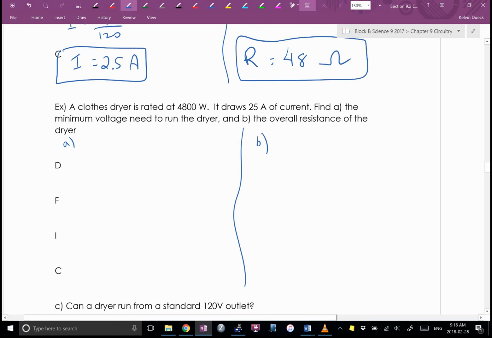A clothes dryer is rated at 4,800 watts. It draws 25 amps of current. Mr. Dueck, I thought you said household outlets can only handle 15 amps. If you ever pull your clothes dryer off the wall to clean behind it, you'll see that's a special plug. Oh, there's one other appliance that has a special plug. What's the other appliance in your house that moves by far the most heat around? Not your hot water heater. Not your dishwasher. Oh, the stove.